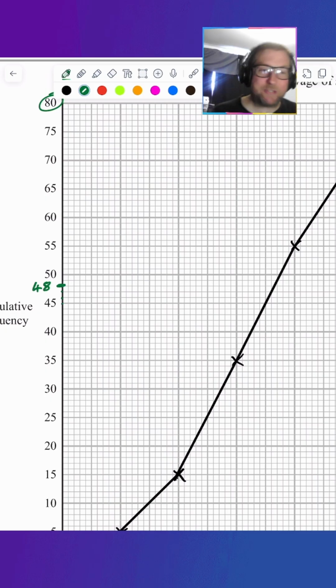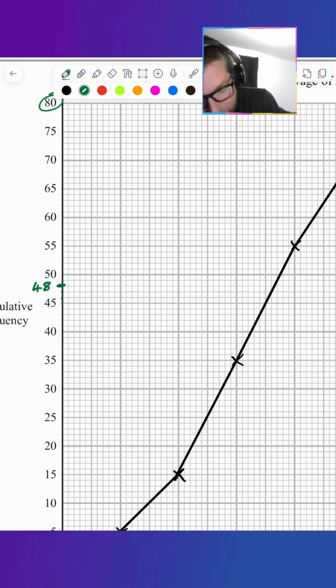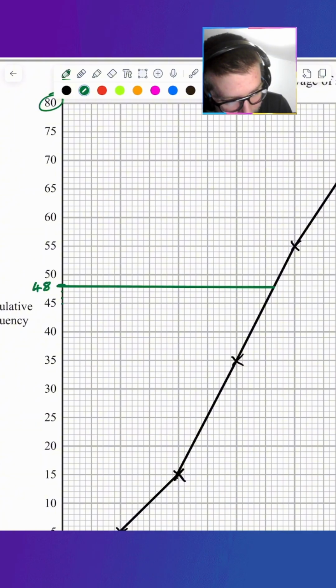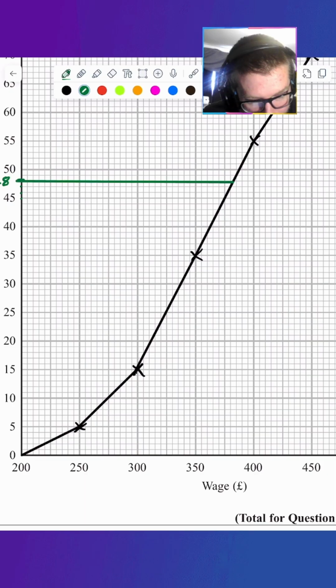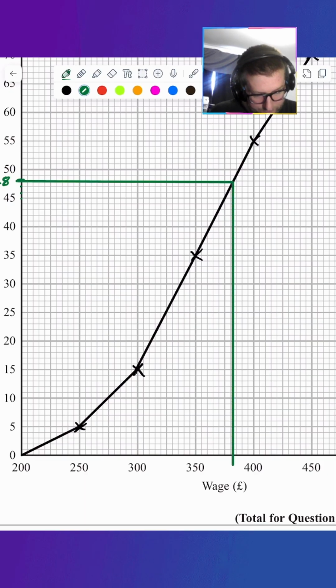And for any percentile at all that we've been asked to find, we draw a line horizontally to the curve, and then from that point we carefully read the value down here. Now the x-axis is using 10 small squares to go up by 50. So each small square will be 5.